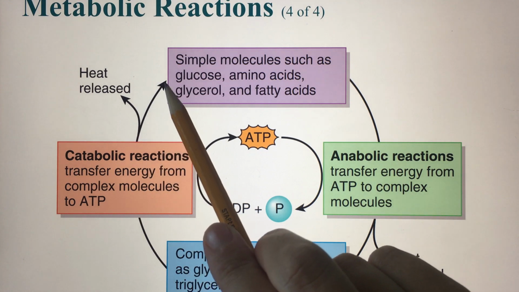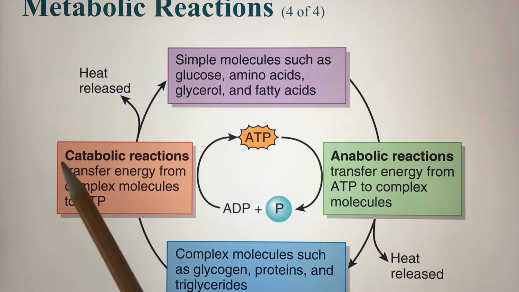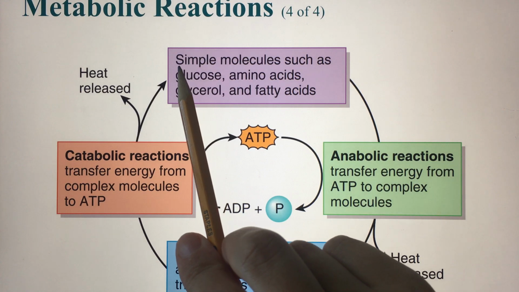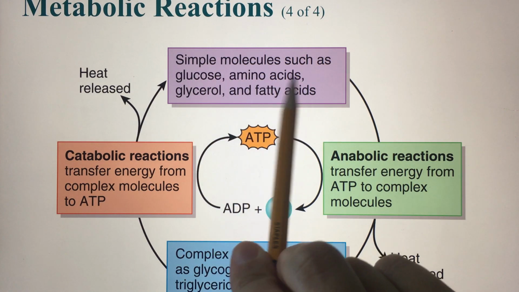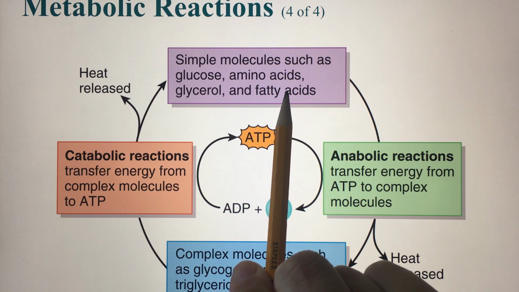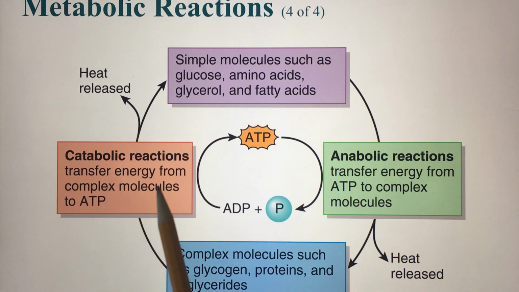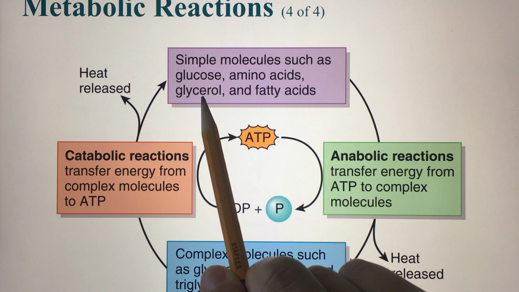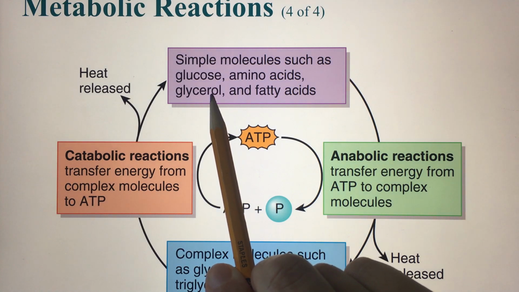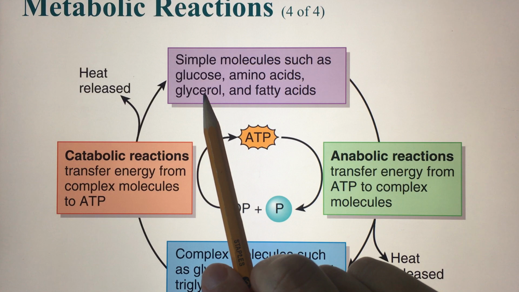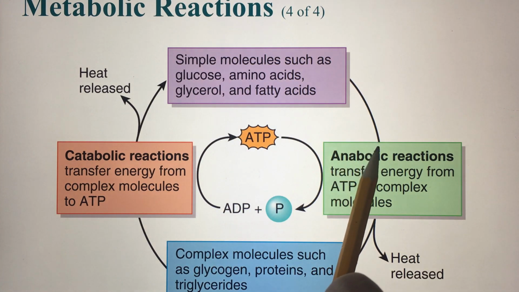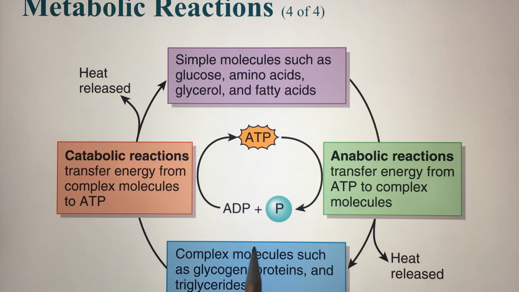And the last thing that's going to be produced as a result of metabolism, catabolic reactions, is that there will be simple molecules such as glucose, amino acids, glycerol, and fatty acids released as well from the complex molecules. Okay, these molecules are called building blocks or nutrients in the body. So these building blocks, these nutrients, can be used by the synthetic or anabolic processes to build more complex molecules, such as glycogen, proteins, and triglycerides that we need in the body for functioning of our body.